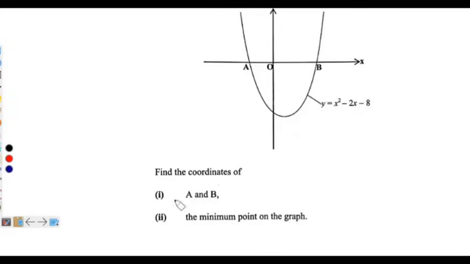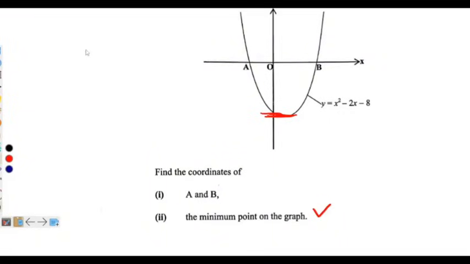Alright, so this is our question 2 right here. Find the minimum point on the graph. So the minimum point on the graph. Okay, so the minimum point, we consider this side down here. So how do you find the minimum point?